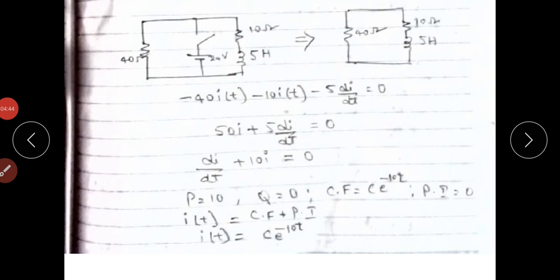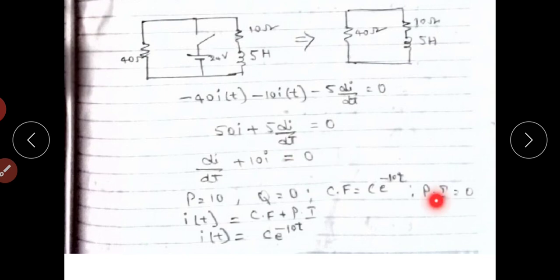Or di by dt plus 10 into I equals to 0. Okay, standard differential equation, di by dt plus P i equals to Q. Here P value is 10, Q value equals to 0. So next, find the complementary function. CF equals to the formula C into e power minus Pt. Here P value is 10, so C into e power minus 10 into t.